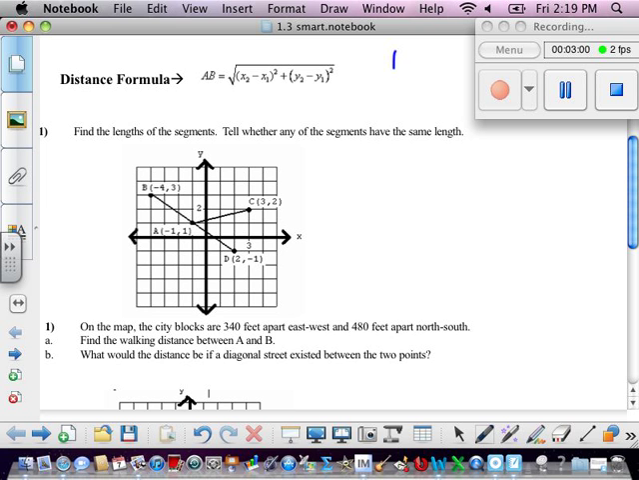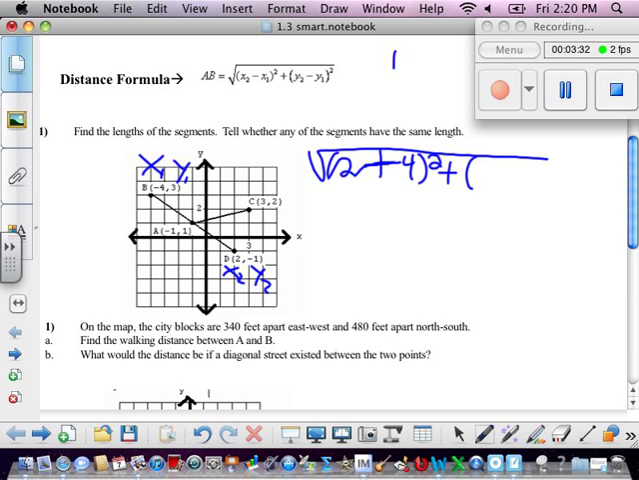Let's prove it. B, we're going to label x1, y1. And D, we're going to label x2, y2. And then I'm just going to plug it into that formula. So we're going to go square root of x2, which is 2, minus x1. What happens when I have two negatives? It becomes positive. This is squared. Plus y2, negative 1, minus y1, which is 3, squared.